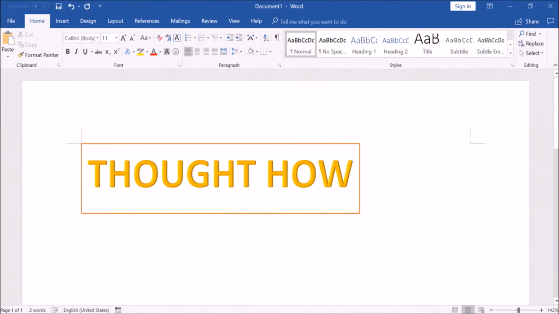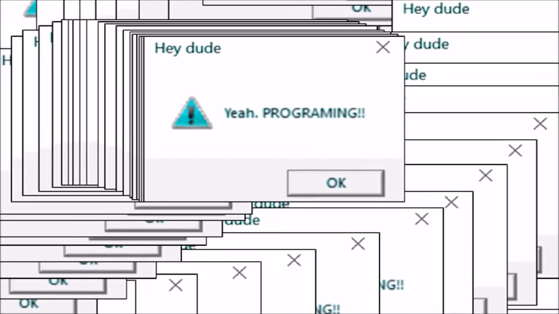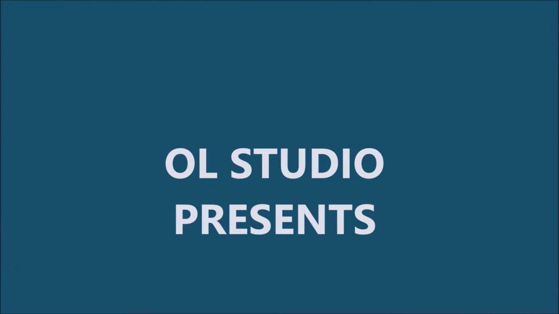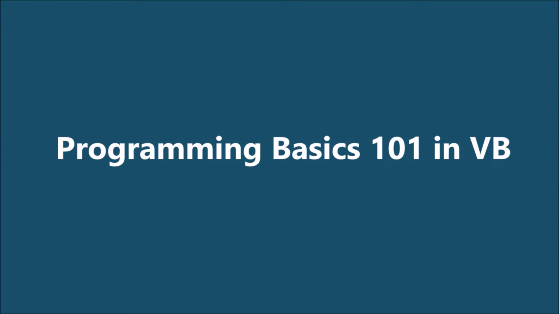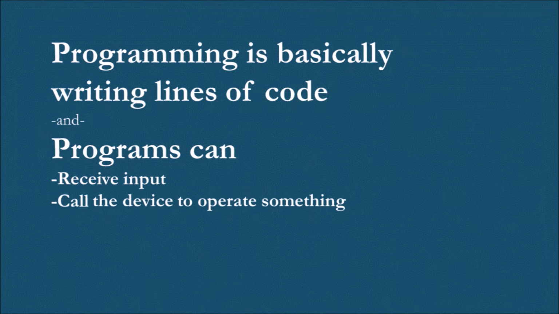So have you ever thought how are those applications in all computer software made? Yeah, programming. OL Studio presents Programming Basics 101 in VB. Programming is basically writing lines of code, and programs can receive input, call the device to operate something, and output.